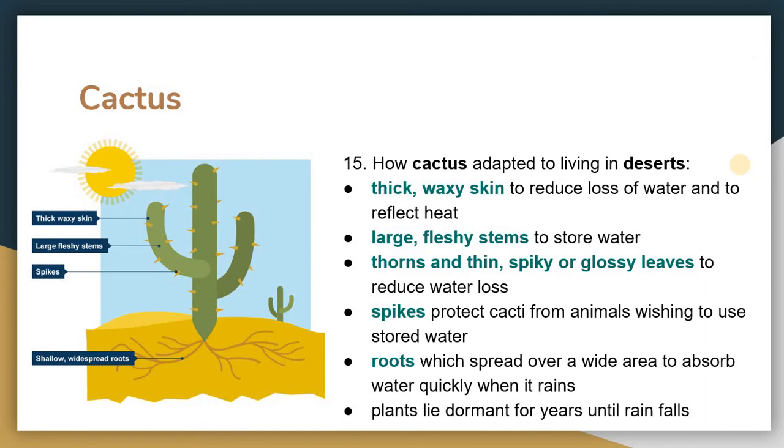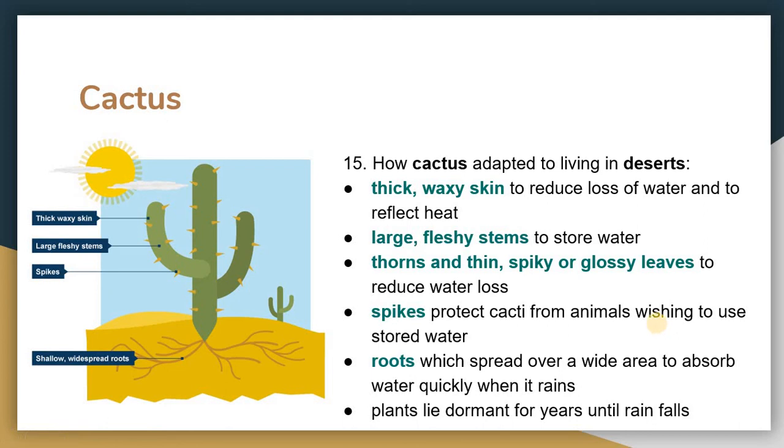And next, we're going to look at a cactus, and how a cactus adapted to living in deserts. A cactus has thick, waxy skin to reduce loss of water and to reflect heat. They also have large fleshy stems, right? These large fleshy stems store water. And because they can store water, they tend to have spikes to protect the cacti from animals wishing to use their stored water.